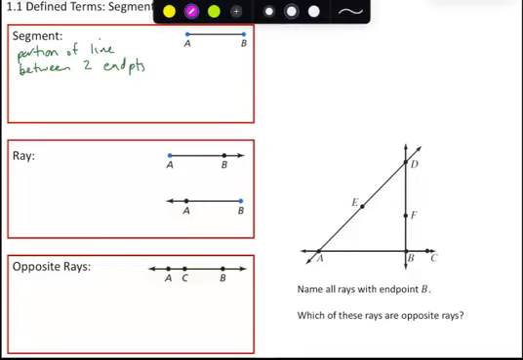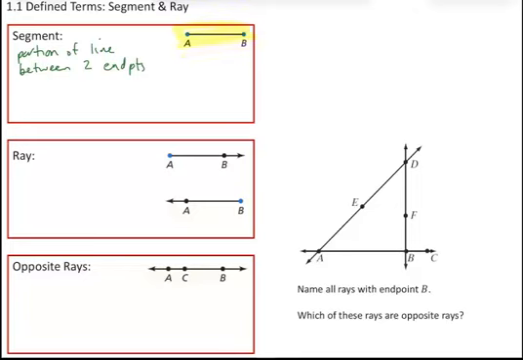So here is your representation of a segment. When you name a segment, you choose the two endpoints and you put just a segment bar over the top. The order doesn't matter. So BA or AB with a segment bar on top of it represents segment AB.